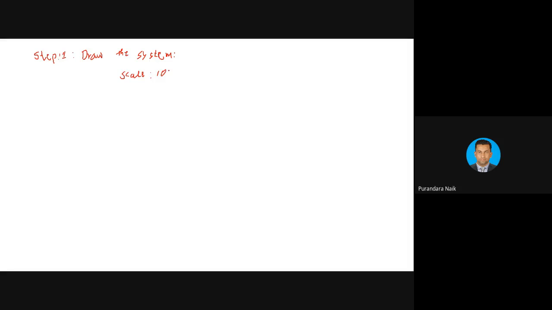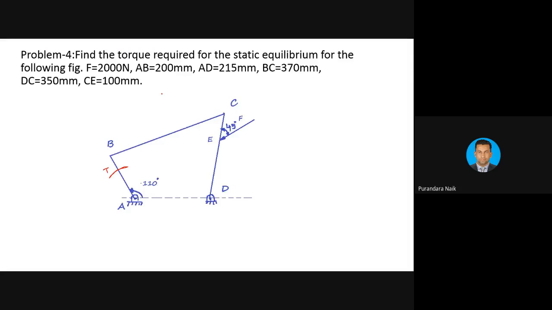100 millimeter is 1 centimeter. First you draw the length AD. AD is 2.1 centimeter, a horizontal line. Mark A and D. You have to do it, do it fast. Mark AD, 2.1 centimeter.